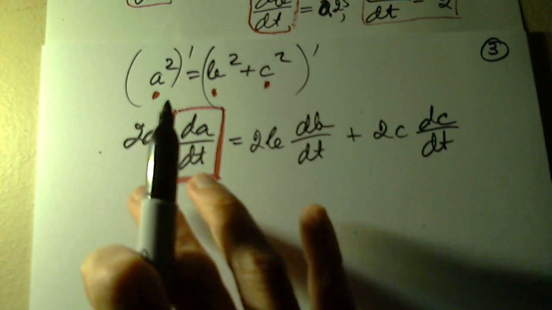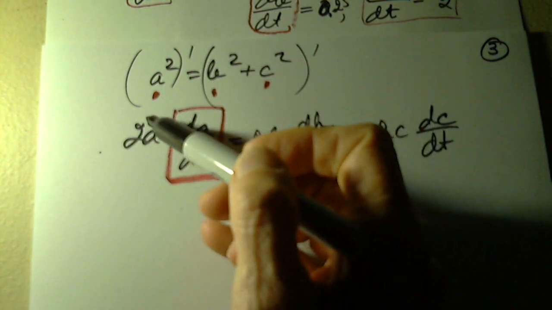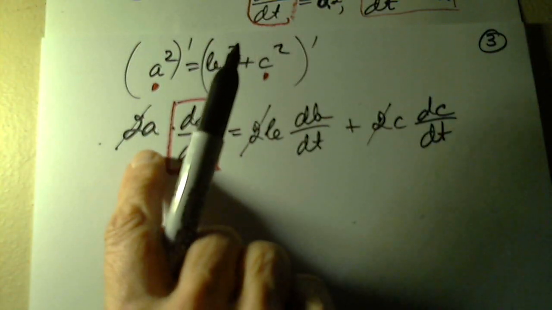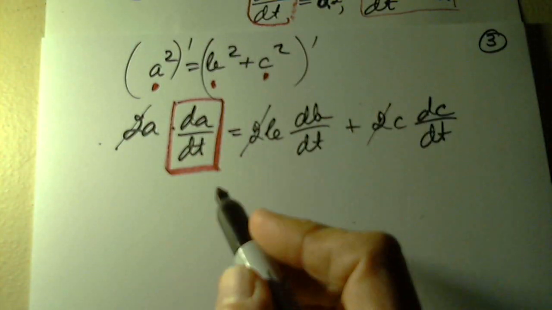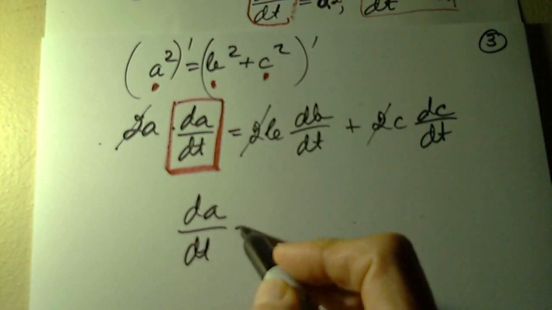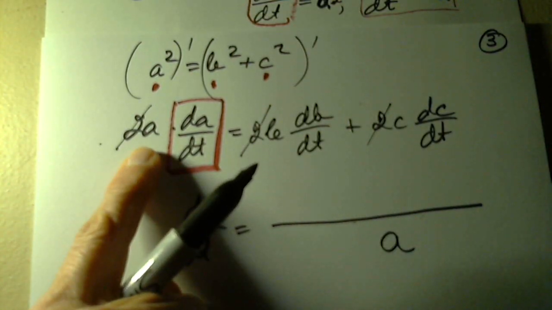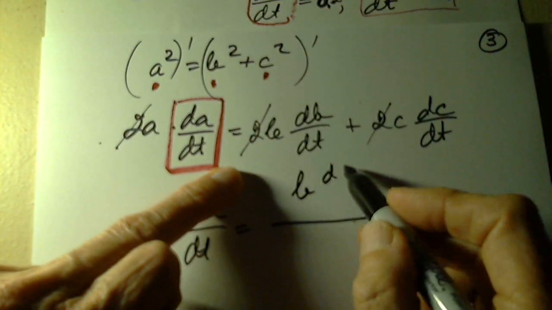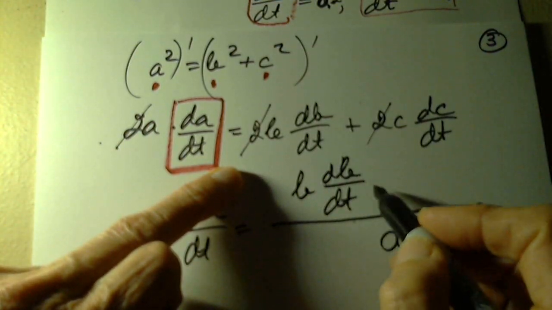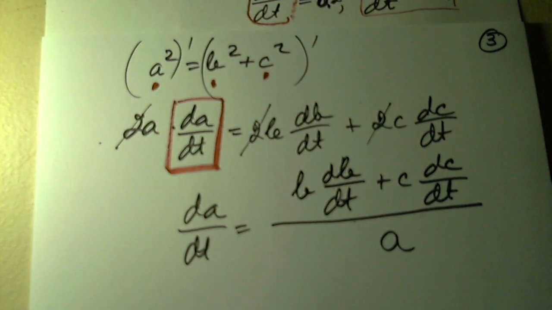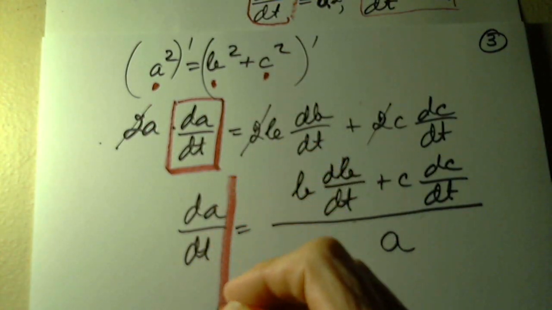Good, so first of all, I can divide every term by 2, so let's get rid of that. And then I also have to divide everything by a. So I have dA over dt equals b dB over dt plus c dc over dt, all over a. That's all I need. And now we are asked to plug in all these numbers.